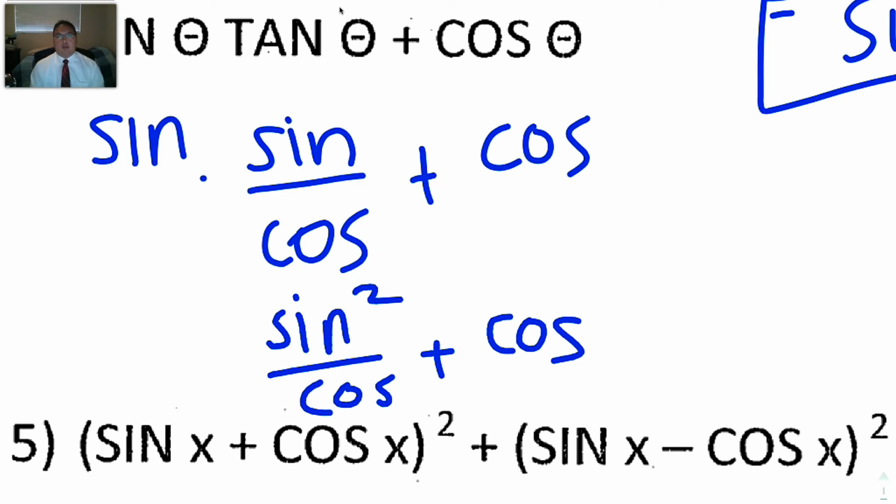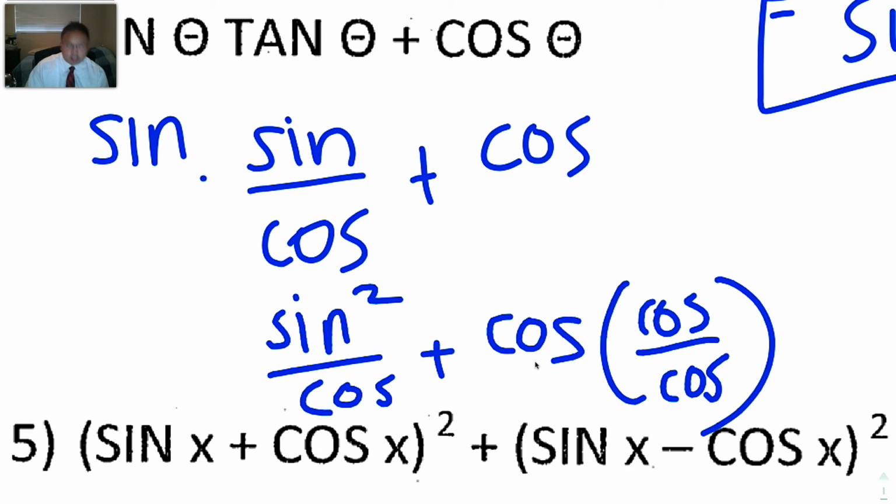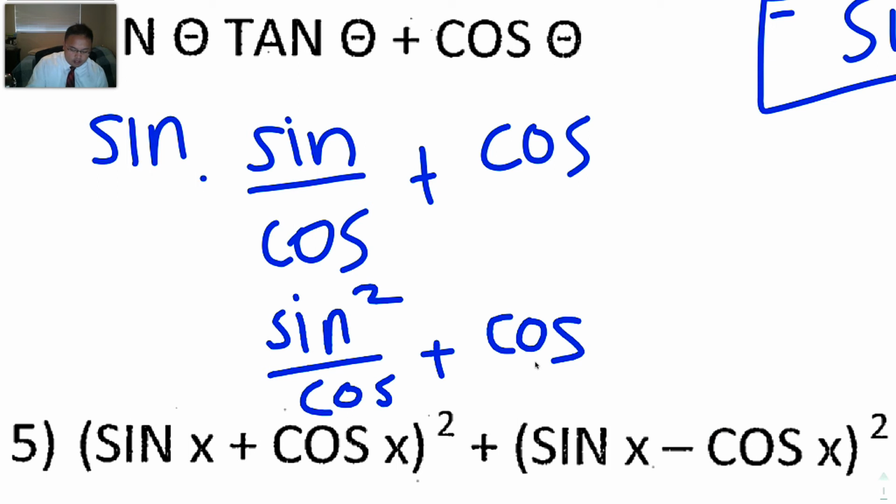In the previous problem, I wanted to simplify or combine and make this one term, but the problem is that I don't have a common denominator. So what I'm going to do is multiply this piece over here times cosine over cosine, and by doing so I can get a common denominator. If you follow me, I'm allowed to multiply by cosine over cosine because it's like multiplying by 1. And if I multiply by cosine over cosine, I'm going to get cosine squared over cosine.